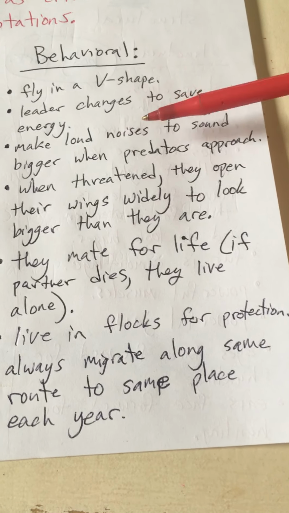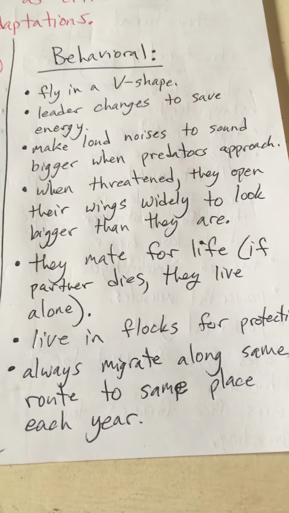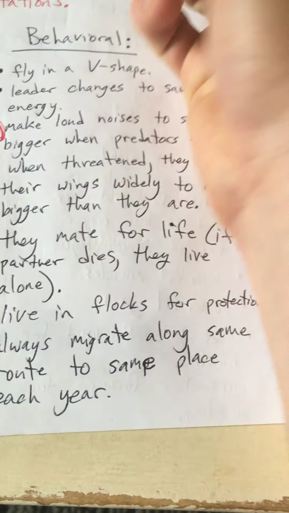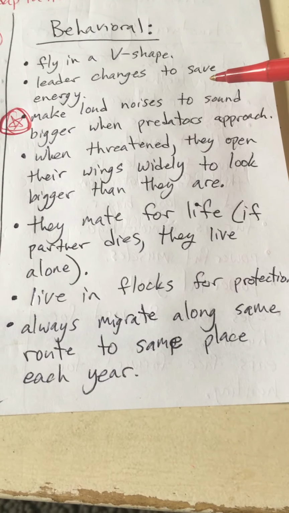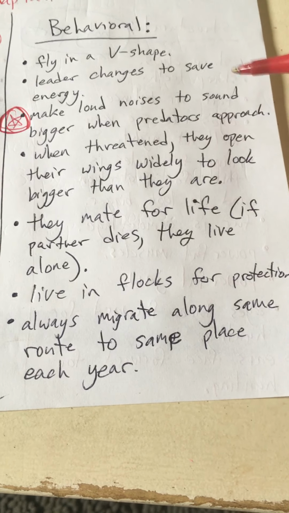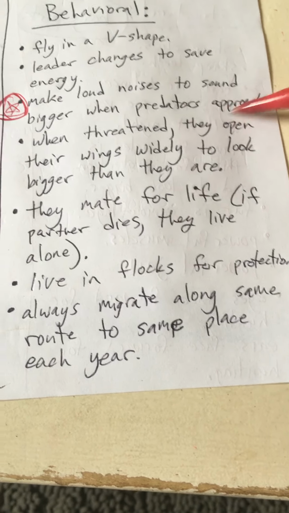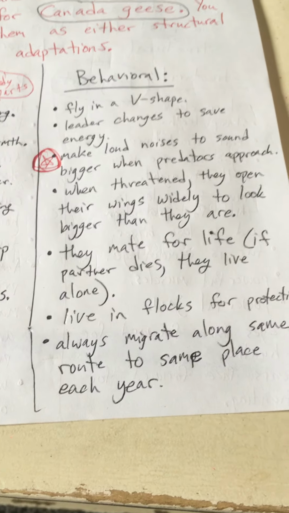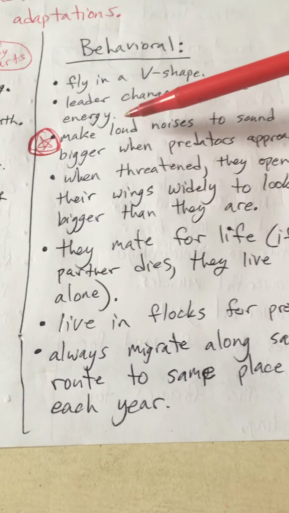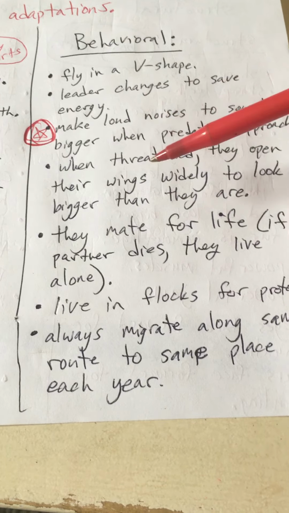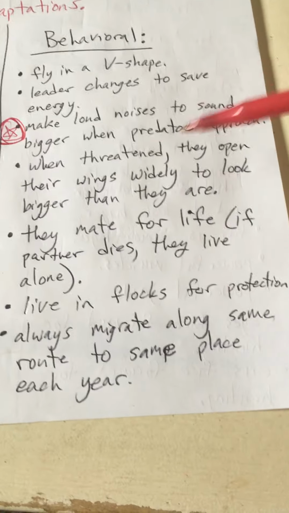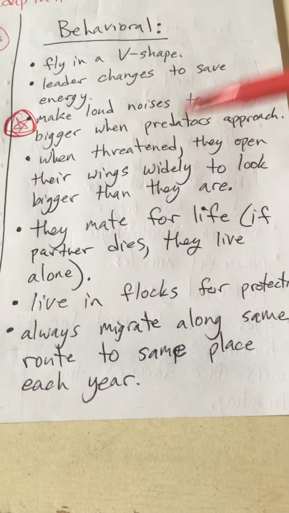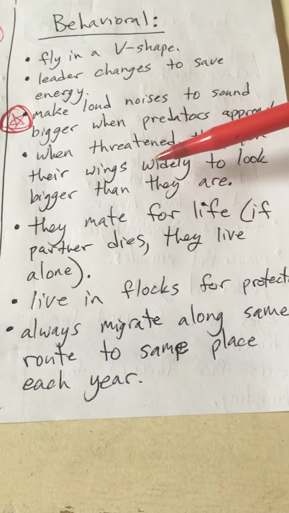They make loud noises to sound bigger when predators approach. Please watch the video of Charlie and me and Johanna as we chased some geese the other day to see how they acted when Charlie approached them. It was pretty cool. When they're threatened, they open their wings widely to look bigger than they are, right? So they're trying to make really loud noises to sound bigger, and then they're trying to look as big as possible. That way the predator will be scared off, and they'll be less likely to be attacked.